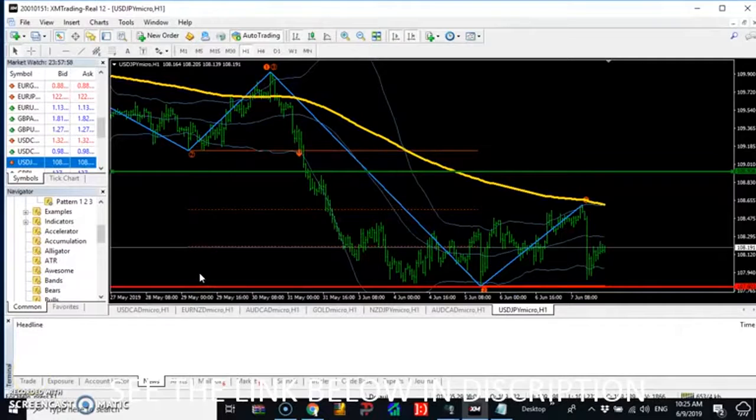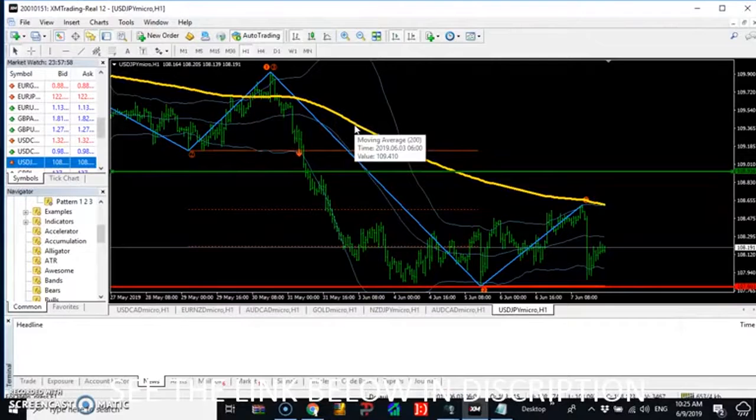So as you can see, we apply a Bollinger Band of period 50. As you can see, I'm touching it. Bollinger Band period 50. Okay, good. And we apply a simple moving average of period 200, as you can see.